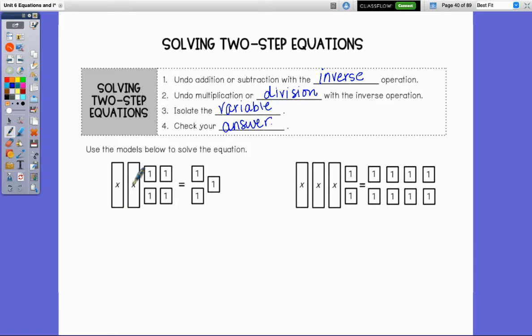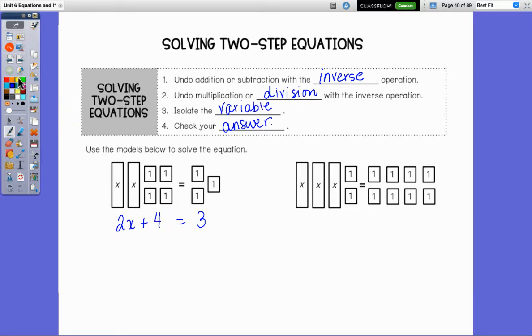Okay, we're going to look at this model to create an equation. How many x's do I have? 2x. And I have plus 1, 2, 3, 4 equals 1, 2, 3. So this is a two-step equation because there are two things we have to do.